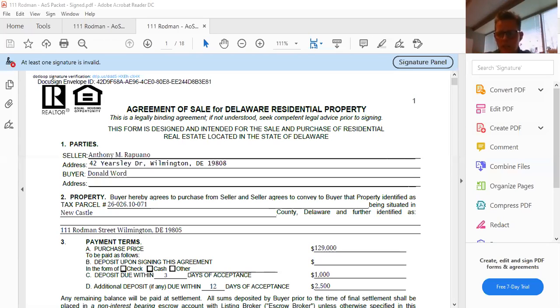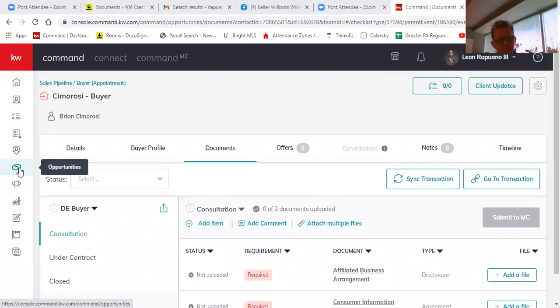Oh, you can't see my screen? Can anybody else see his screen? Can you see my Command? No. Sorry. Hold on, let me try and reshare. Hang on one second. I apologize, I thought you guys could see. All right, let's try this again. Can you see my Command now? Yes.